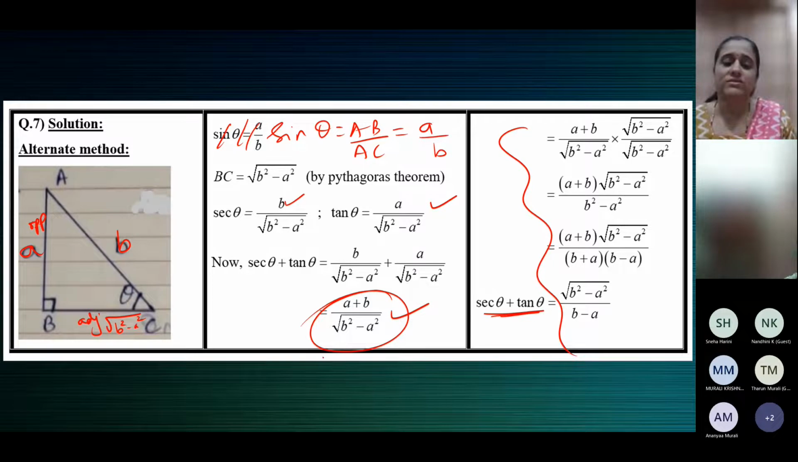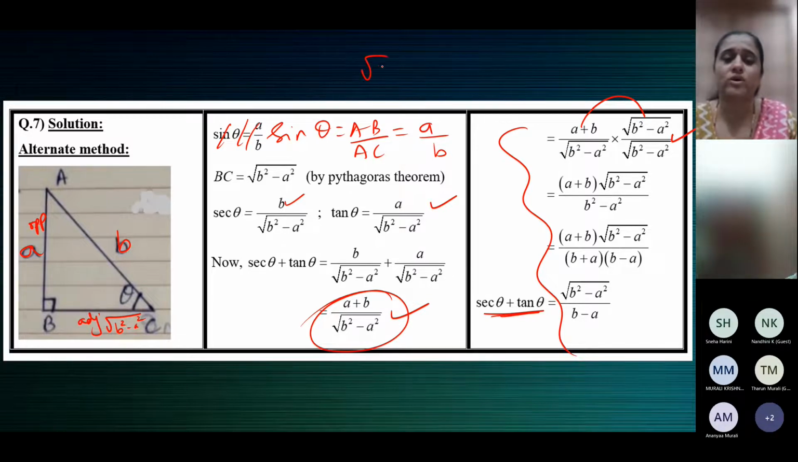But since the denominator is irrational, we rationalize. So what you do, you multiply and divide by root of B square minus A square. That is what you see here. Then when you multiply the numerators, that's what you see here: A plus B into root of B square minus A square. Multiply the numerators, multiply the denominators. When you multiply the denominators, root of B square minus A square into root of B square minus A square.